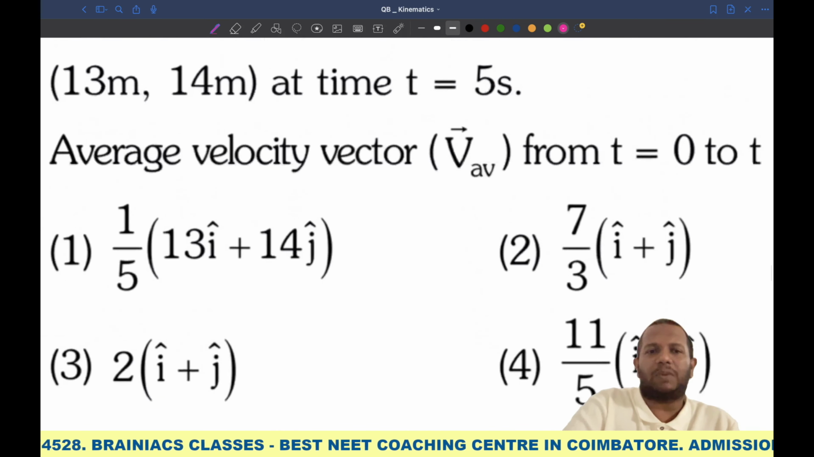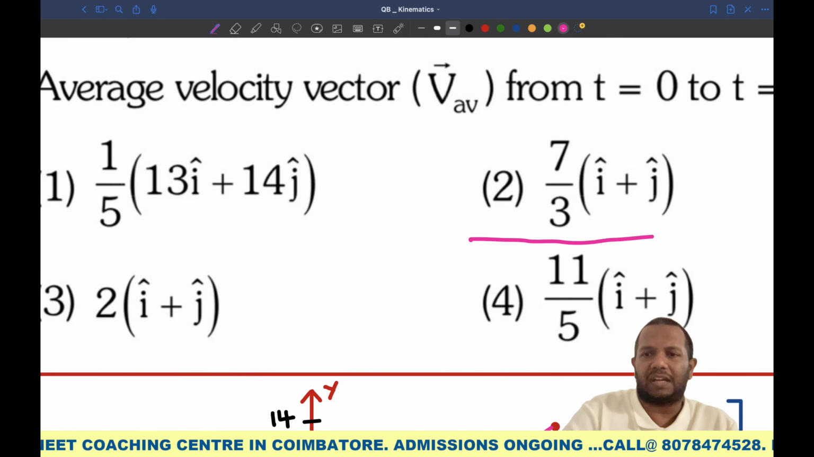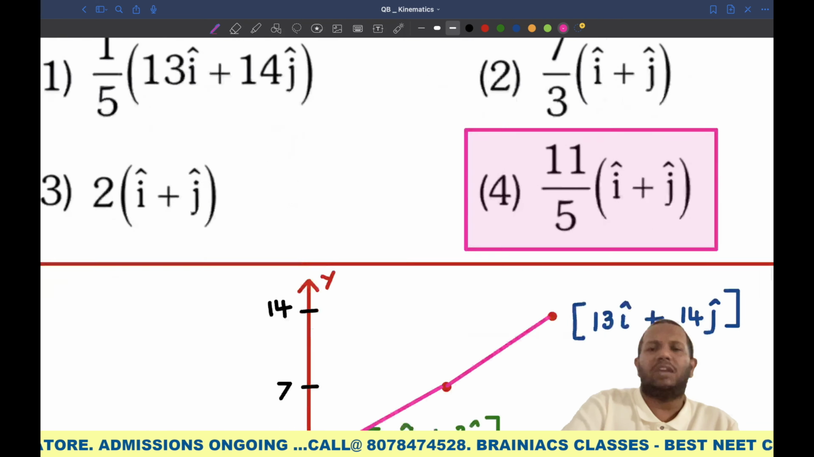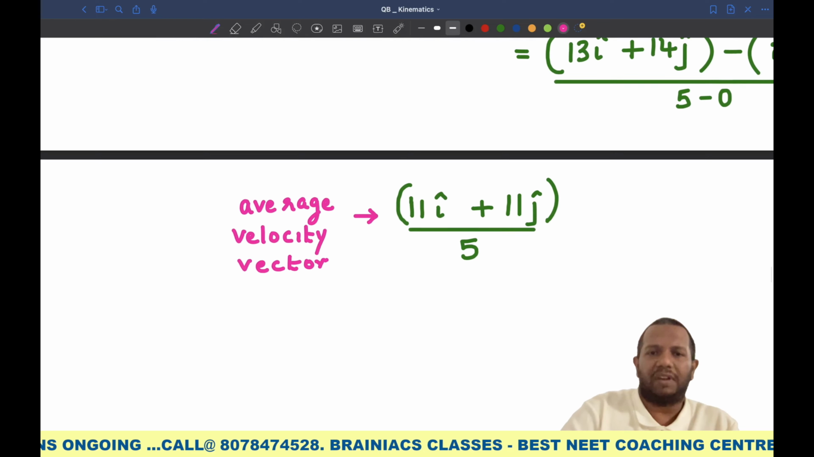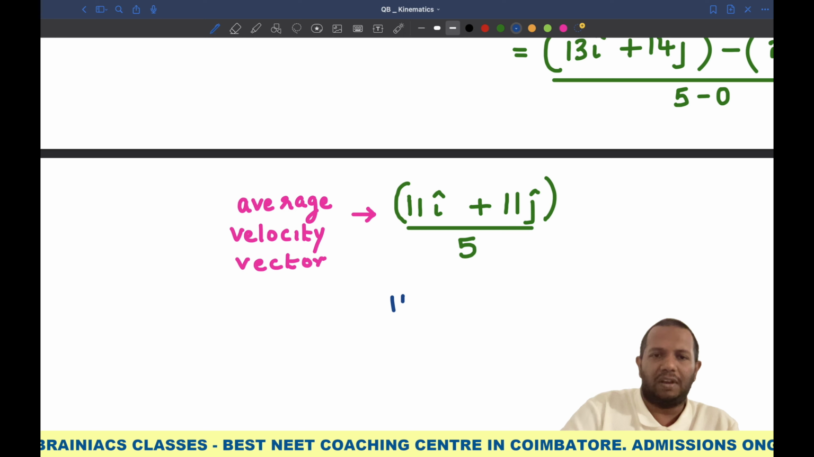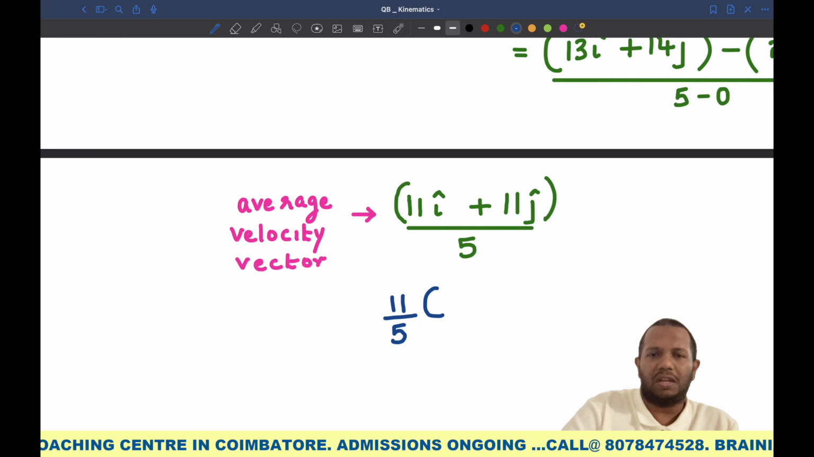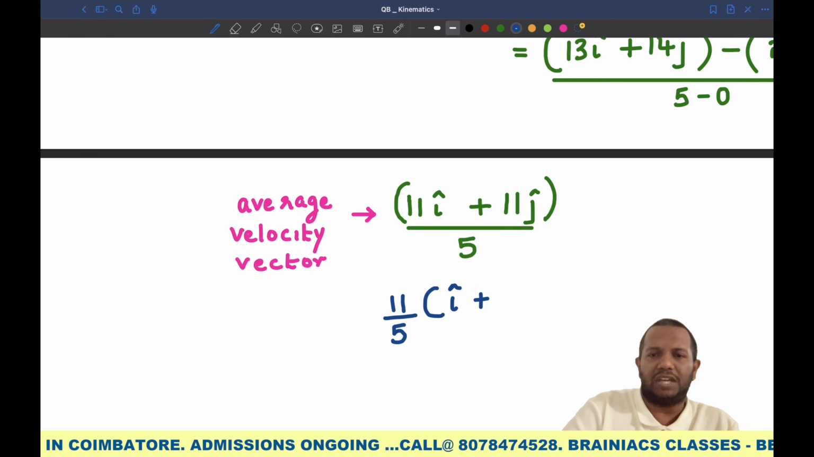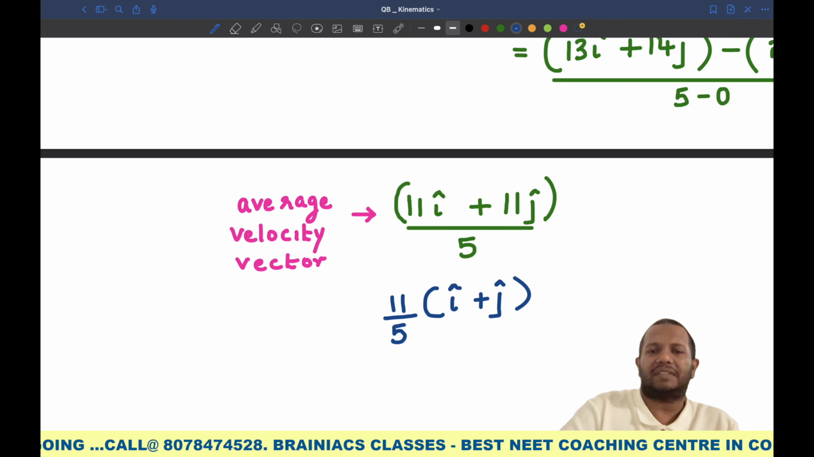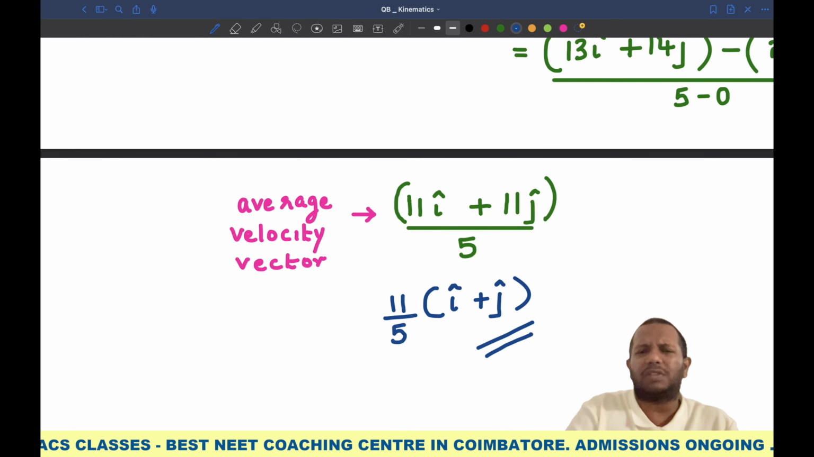So let's see whether it is present in the options. Yes, in the options it is present like this. So option 4 is my correct answer. You can see here they have taken 11 as a common factor outside. We can write that here too. You can take 11 as common, so it will become 11 by 5, and in the bracket you can mention i plus j. So I hope now this matches exactly our options. I hope you understood the question very clearly. It's a very direct question.